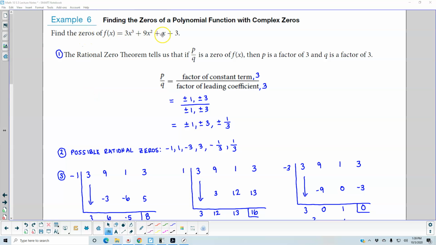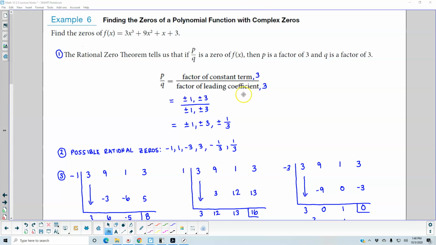Example 6, finding the zeros of a polynomial function with complex zeros. We want to find the zeros of f of x, which is equal to 3x cubed plus 9x squared plus x plus 3. Step number 1, the rational zero theorem tells us that if p over q is a zero of f of x, then p is a factor of 3 and q is a factor of 3. P over q is equal to the factor of the constant term 3 over the factor of a leading coefficient 3.